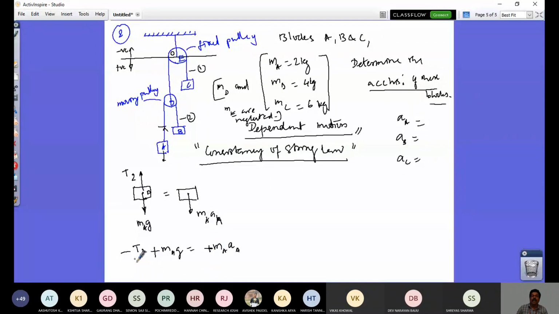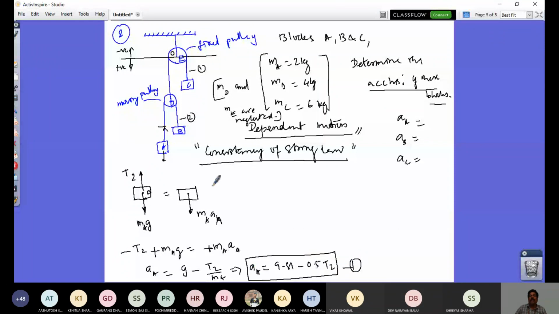So now I can write my expression for AA. MA goes to the other side, and this is going to be G minus T2 by MA. So AA equals G, 9.81, minus T2 by MA. MA is 2 kg, so it is 0.5 T2. That's my equation 1, which I am writing for AA, the acceleration of block A.